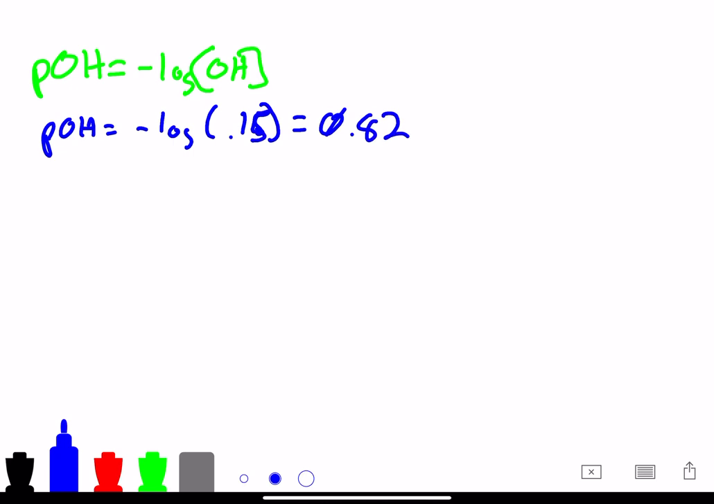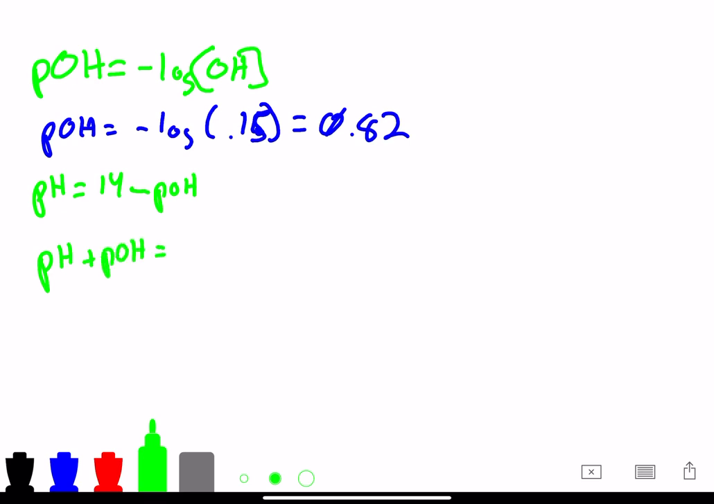Now, pH is always going to be equal to 14 minus pOH. And we know this because pH plus pOH will always equal 14. So if we solve for pH here, then it's going to be pH is equal to 14 minus pOH.